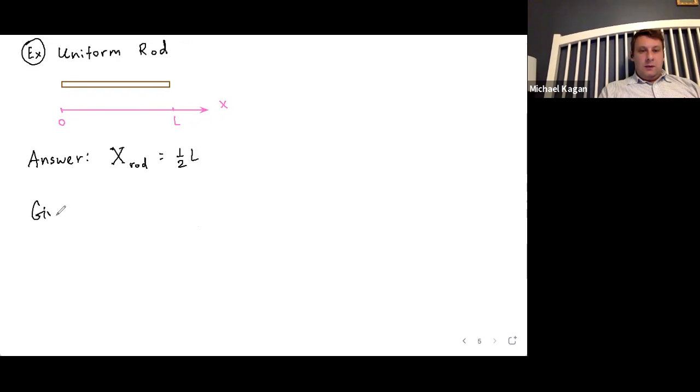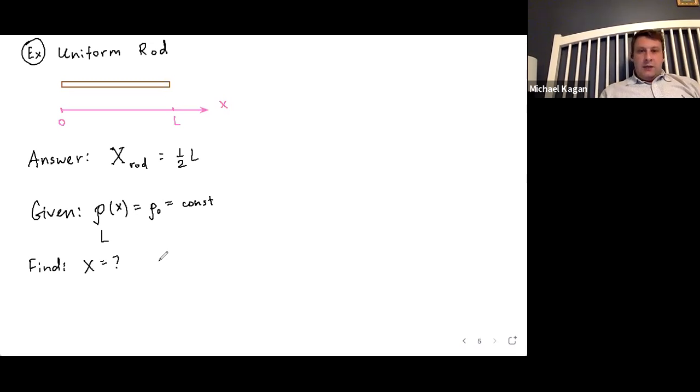So what are we given? Uniform rod means we're given rho, and x is the only relevant coordinate here. So rho of x equals some, let's say rho naught, and that's a constant. We're given L, obviously. And we want to find the x.